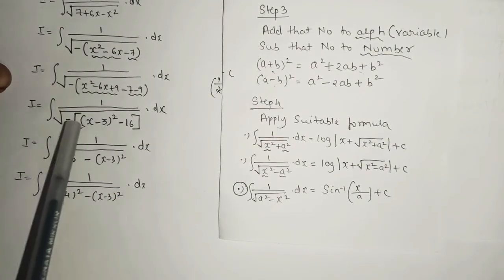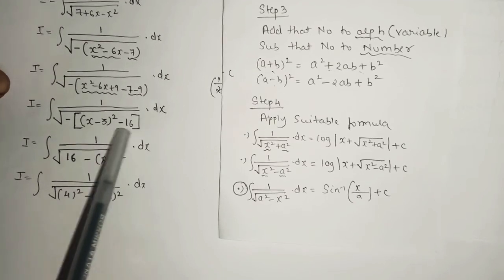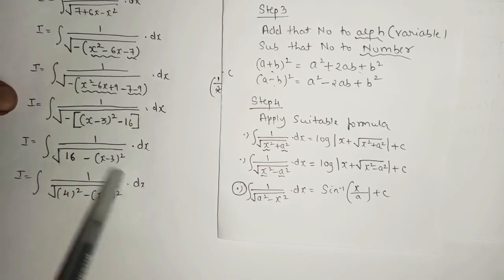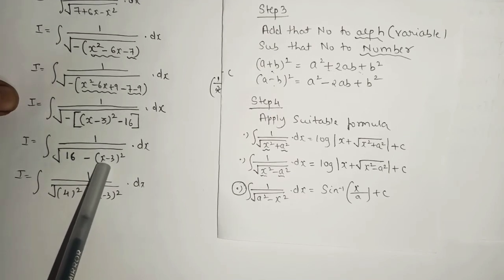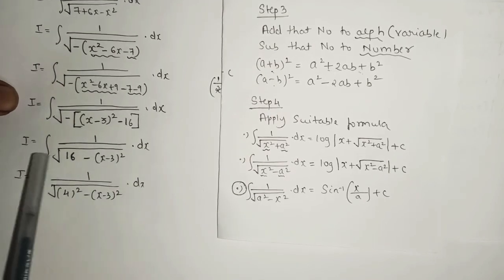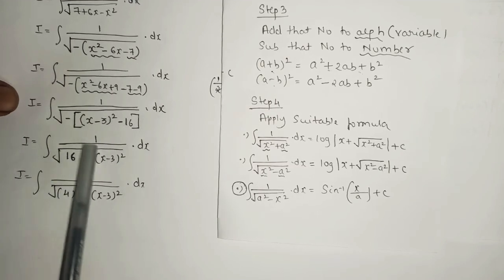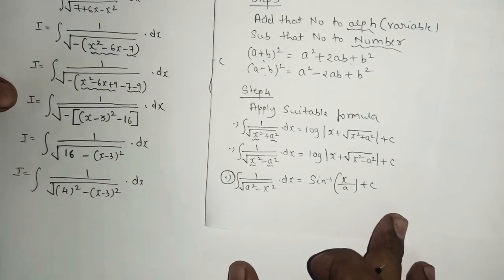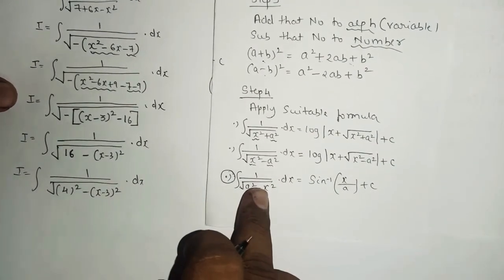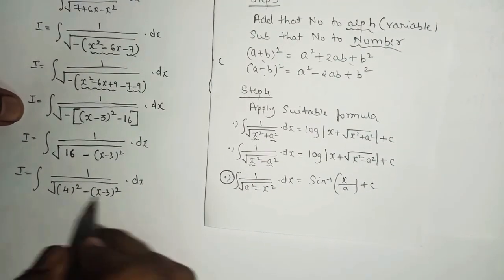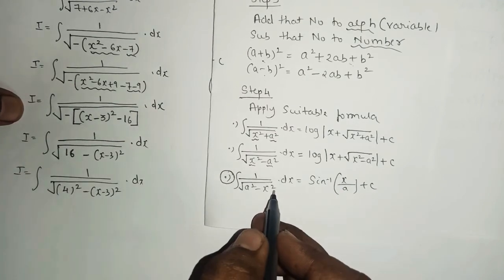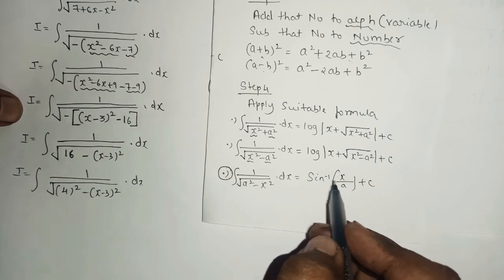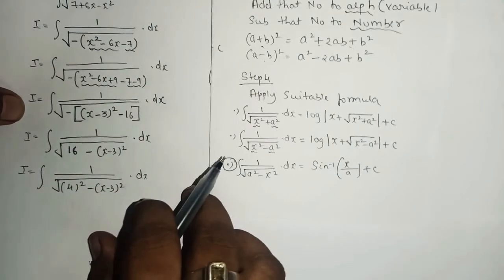Okay, bracket open with this minus. So first it will be the number and second the alphabet. As we know, if this section is in the form of whole square, we have to write the number in the form of whole square only. So 16 we can write as 4 square. Clearly we can see that this looks like the third formula. 4 is the number, and x minus 3 is x. So what is the formula? If we integrate with respect to x, we will get sine inverse x upon a plus c.